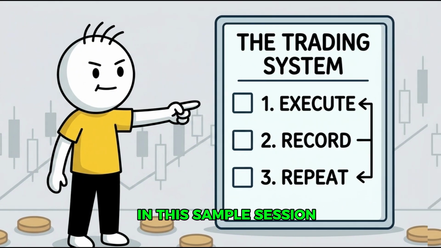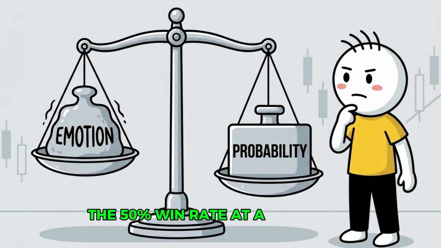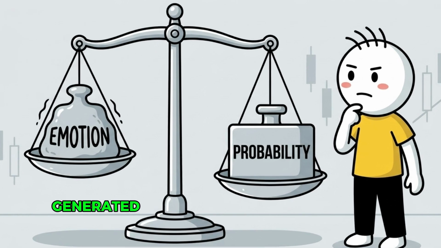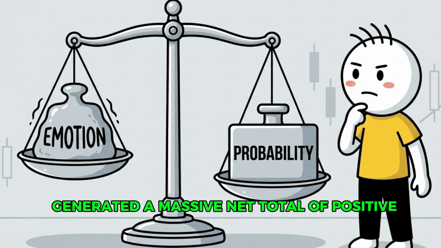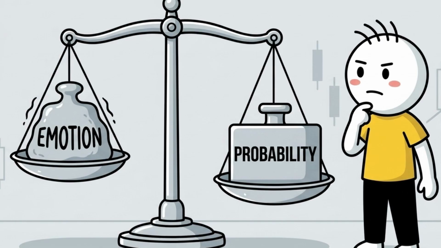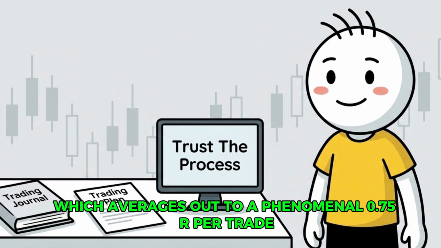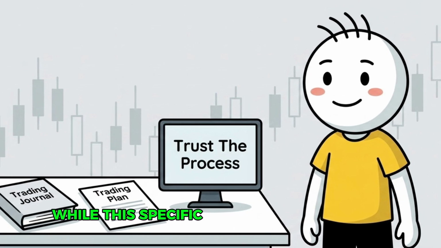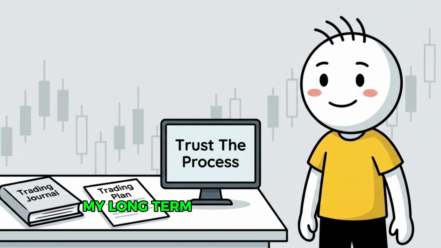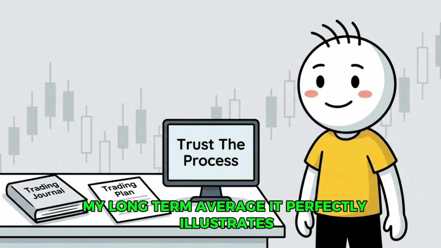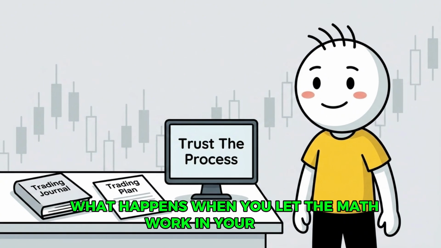In this sample session, the 50% win rate at a 2.5 R payout generated a massive net total of positive 7.5 R, which averages out to a phenomenal 0.75 R per trade. While this specific session overperformed my long-term average, it perfectly illustrates what happens when you let the math work in your favor over time.